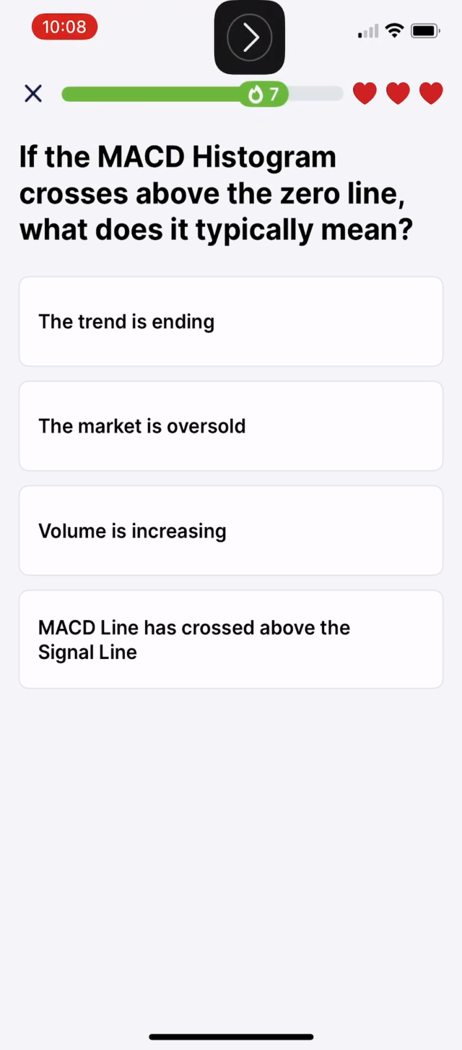Seven. If the MACD histogram crosses above the zero line, what does it typically mean? The trend is ending. The market is oversold. Volume is increasing. MACD line has crossed above the signal line.